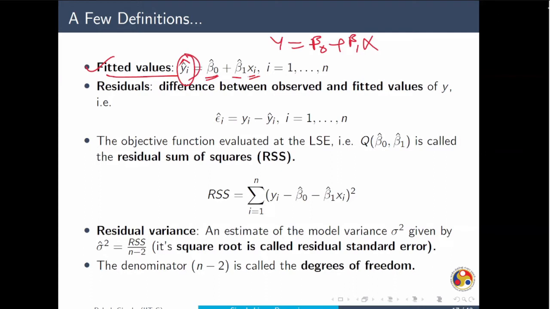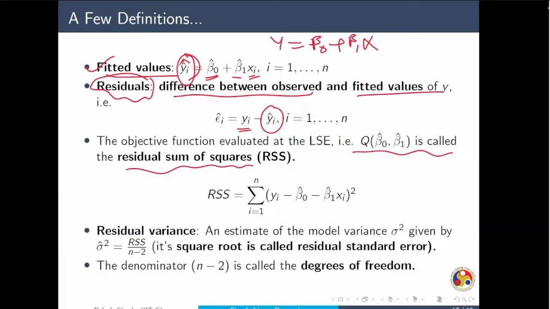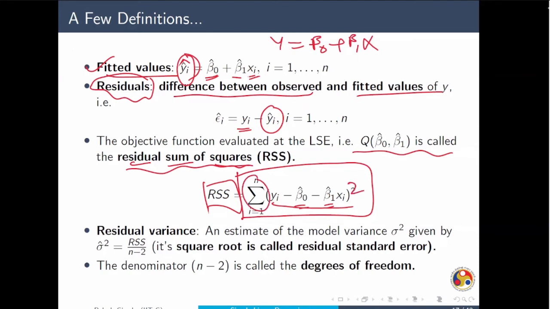Residuals is the difference between the observed. So this is my observed and this is my fitted value with hat. So this is the difference, and this is called the residuals. Okay, now the objective function evaluated at the least squares estimate, that is called the residual sum of square. This is RSS. This is very important. So when you put this value of beta naught and beta 1 here, this becomes the residual sum of square. Okay, so this is the residual, and you are taking a sum of square of residuals. So that is the interpretation.